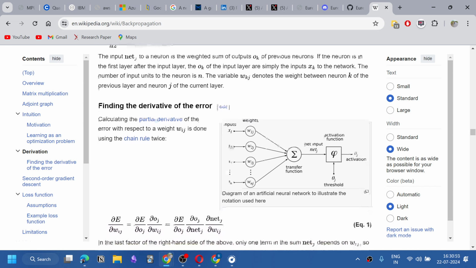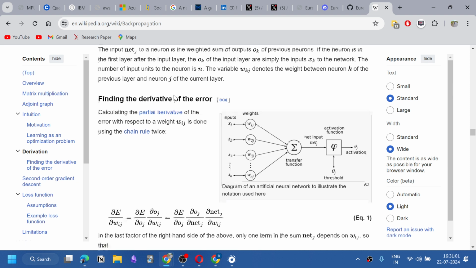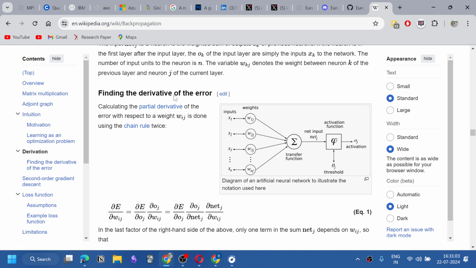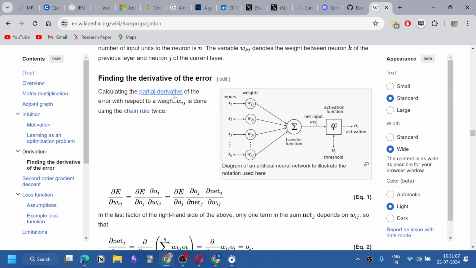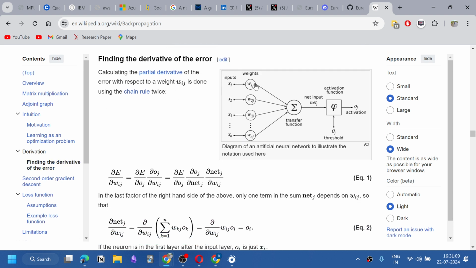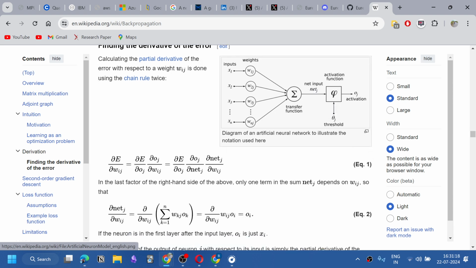For neurons in the first layer after the input layer, the outputs of the input layer are simply the inputs. The diagram of an artificial neuron shows the notation used here: input, transfer function, net input, activation function, and threshold.